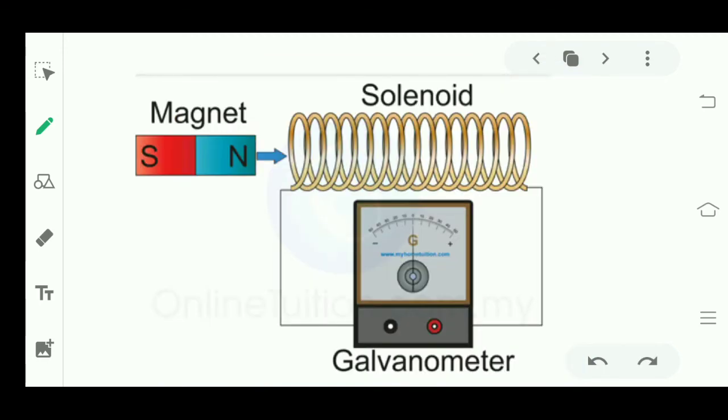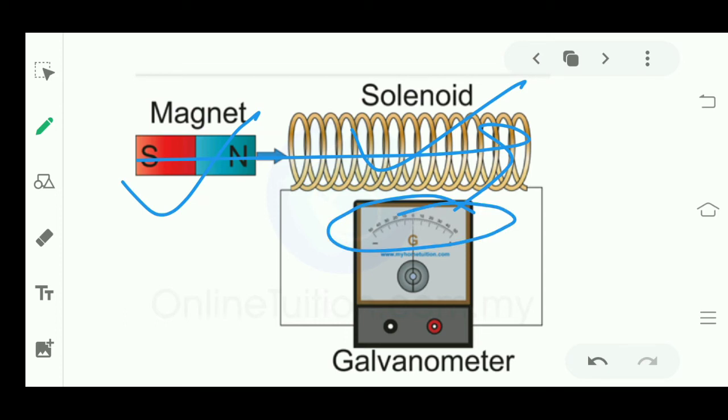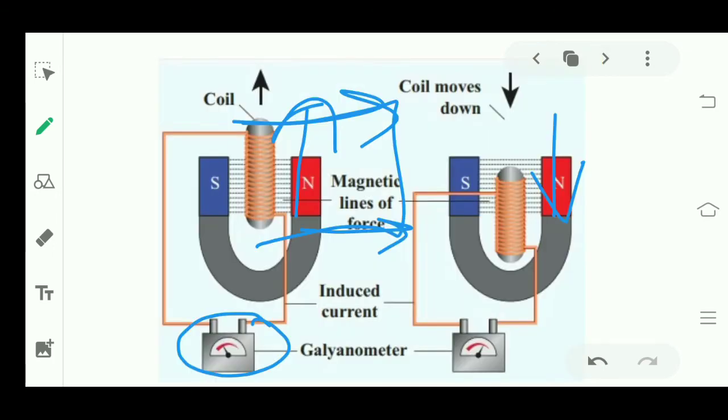That you can see here, it is at rest and it is also at rest, both are not moving. That means this galvanometer will not show any deflection. That means no current is present here when both are at rest. But when I move the coil away or towards, that means induced current is present here, because the galvanometer is showing deflection.